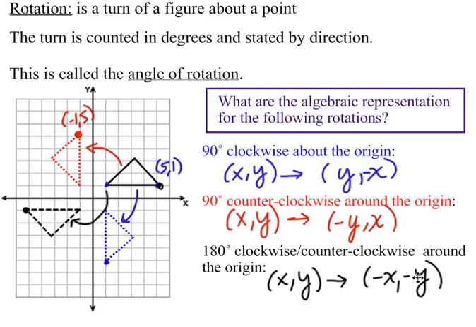So you notice that we've got at least one negative happening, maybe two, a little bit different than reflection, but if you pick a point and see what's going on, it makes it so much easier. I hope this helps a little bit with algebraic representations.